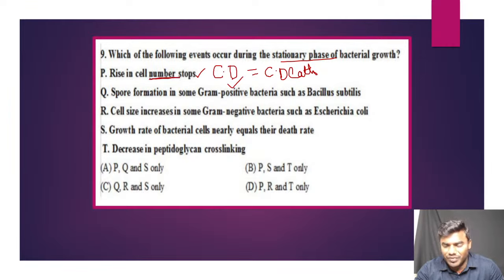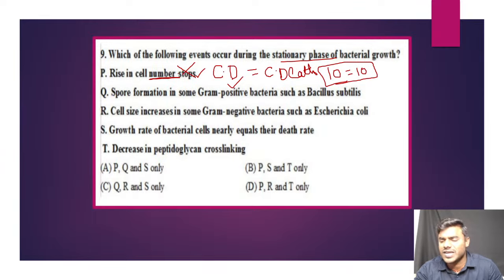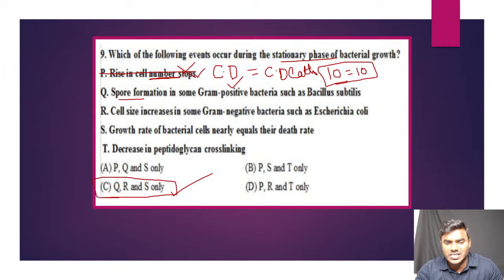Cell number never stops. Suppose, for example, 10 cells got divided, 10 cells died. There is a balance happening. You should not use the statement that the rise in the cell number stops. This is a wrong statement. Every student has chosen this statement. So if you come to know that this is a wrong statement, you can come to the option which is the answer C.